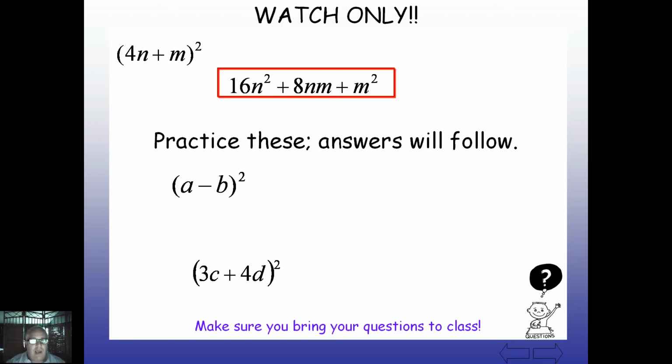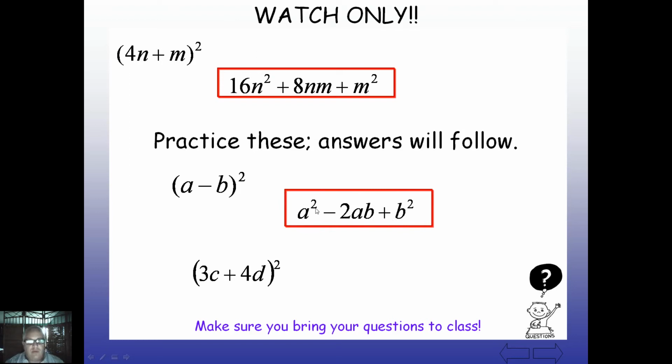All right then, I've got a minus b quantity squared. Did you end up with a squared minus 2ab plus b squared? Okay, a 2x2 box will show you that that's going to be the case. And how about the bottom one here? A little bit messy, but I think if you look at the top, you could probably almost get this. 3c squared, well, you're going to have 9c squared at the bottom, 16d squared here.